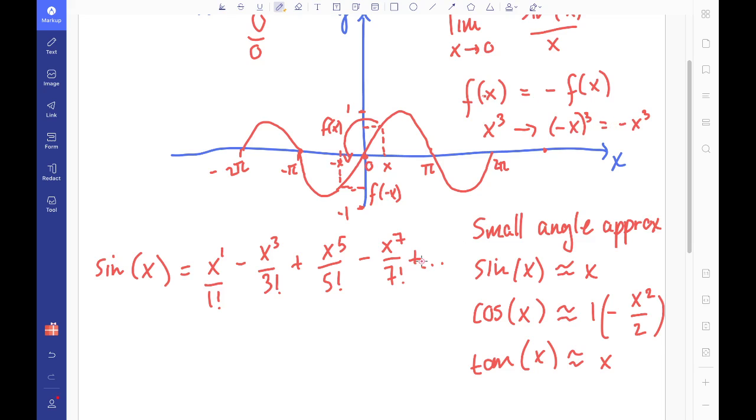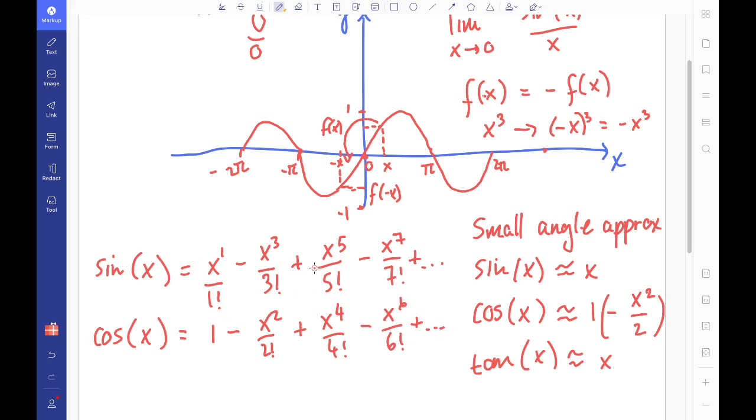Okay, and that will be true for any polynomial with odd powers. That would be true. Okay, if we do the same thing for cos or cosine, you in fact get 1 minus x squared over 2 factorial plus x to the 4 over 4 factorial minus x to the 6 over 6 factorial, and then dot, dot, dot.